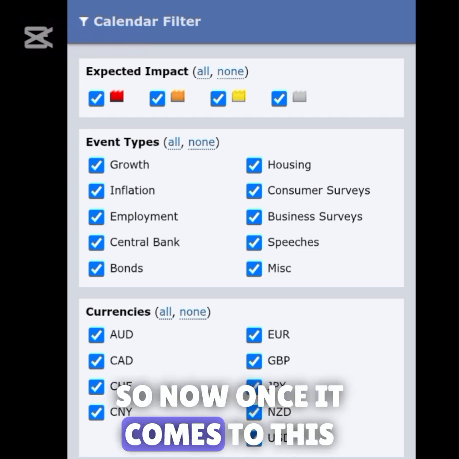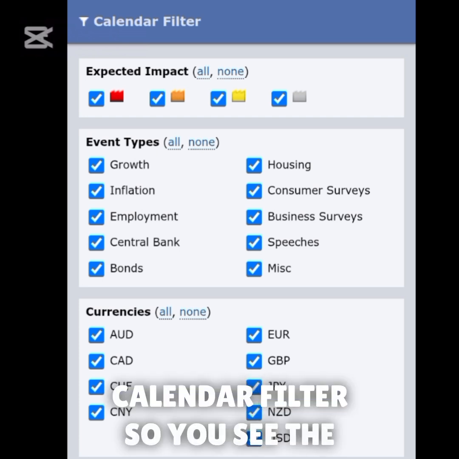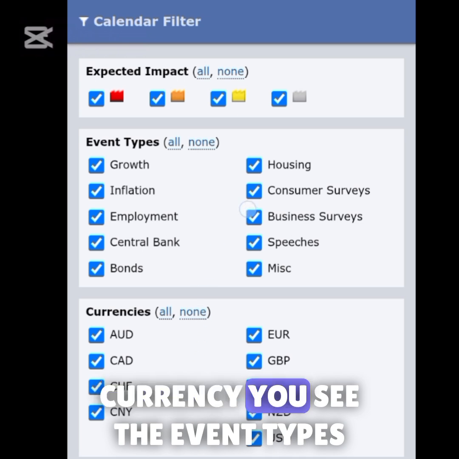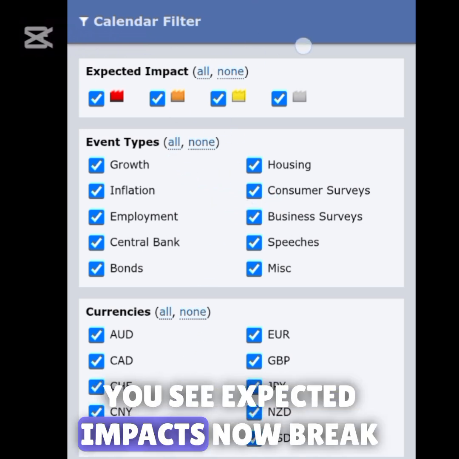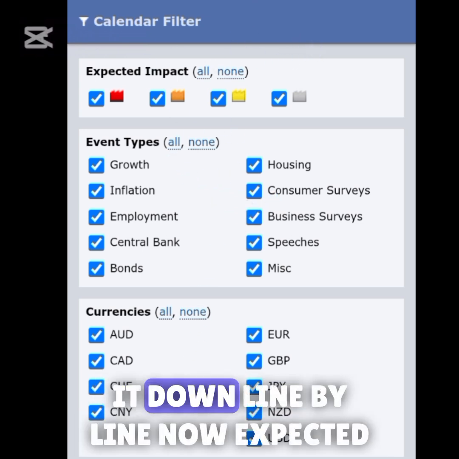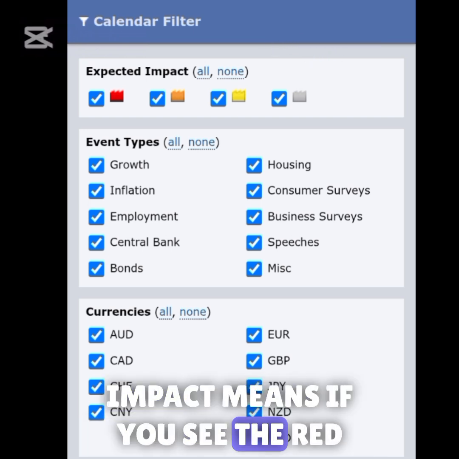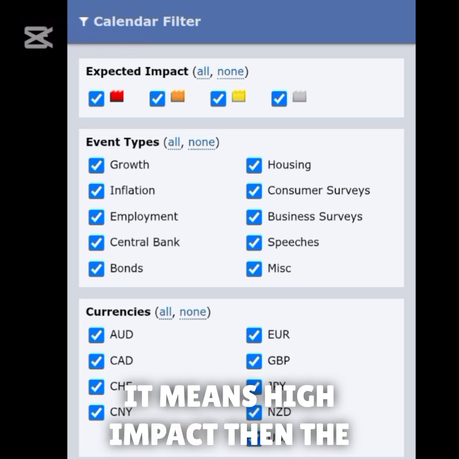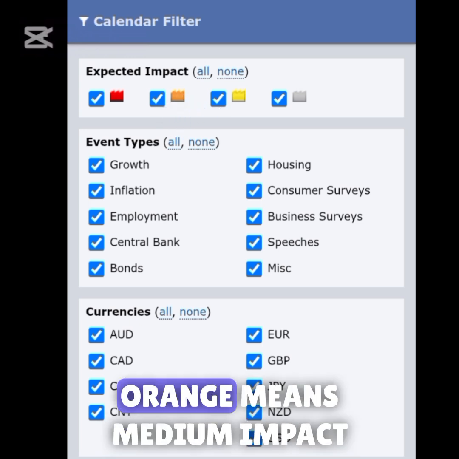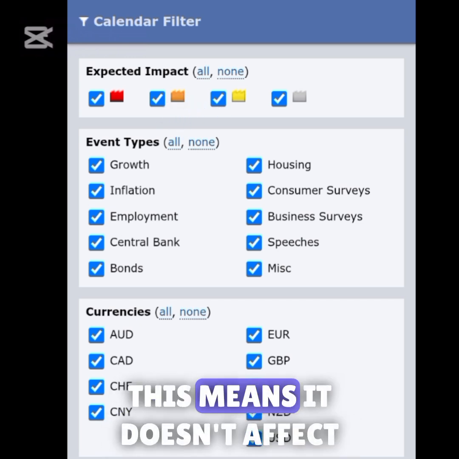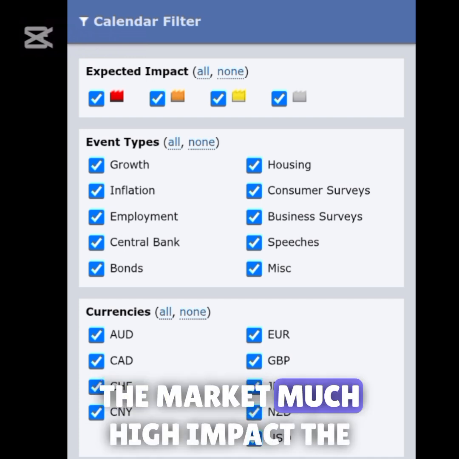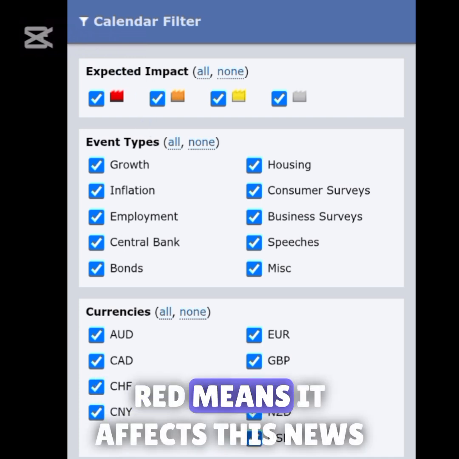Now, once you come to this calendar filter, you see the currency, you see the event types, you see expected impacts. Now I'll break it down line by line. Expected impact means if you see the red, it means high impact. Then the orange means medium impact. This means it doesn't affect the market much. High impact, the red, means it affects.